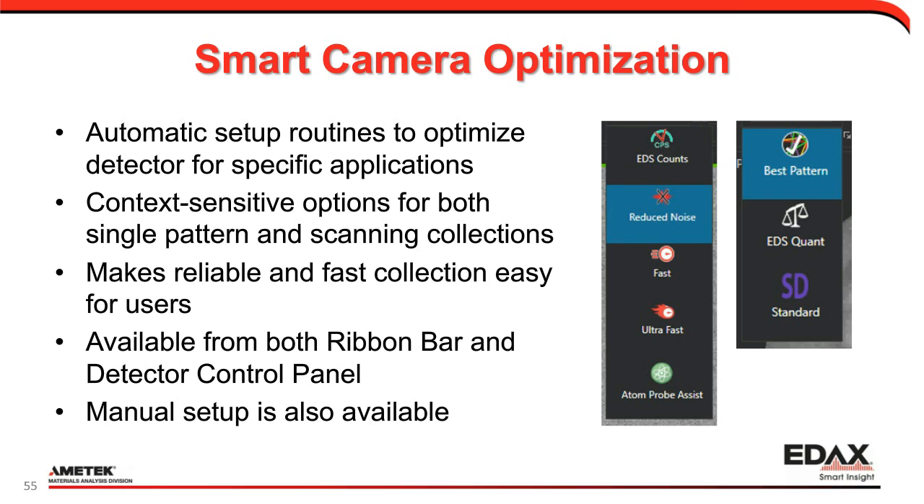It uses the signal feedback from the microscope and the EDS detector to make sure those values make sense relative to your SEM conditions and your sample. And so this tool makes collection reliable and fast, especially if you're not used to using the camera. There can be a number of settings there, so it kind of guides you through what's going on. It gives you visual feedback on how the camera is being optimized. And you can access this both from the ribbon bar, but also from the camera detector panel as well. And of course, if you don't want to use this, manual setup is also available.